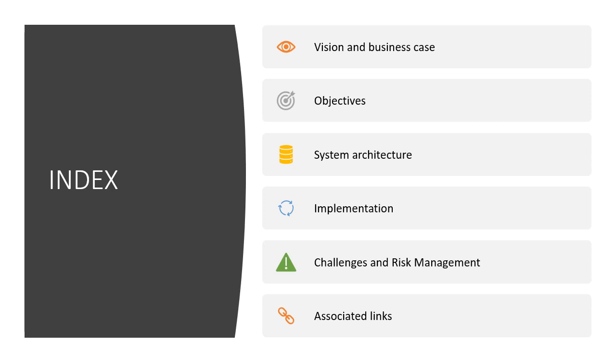Firstly, we will look at the vision and the business case. Then we will discuss the objectives of the project. We will also see the system architecture, and then there will be screenshots of the website. Then that is the implementation. Then we will see the challenges and risk management, and lastly the associated link. Now, I would like to ask Neet to explain the vision and the business case.